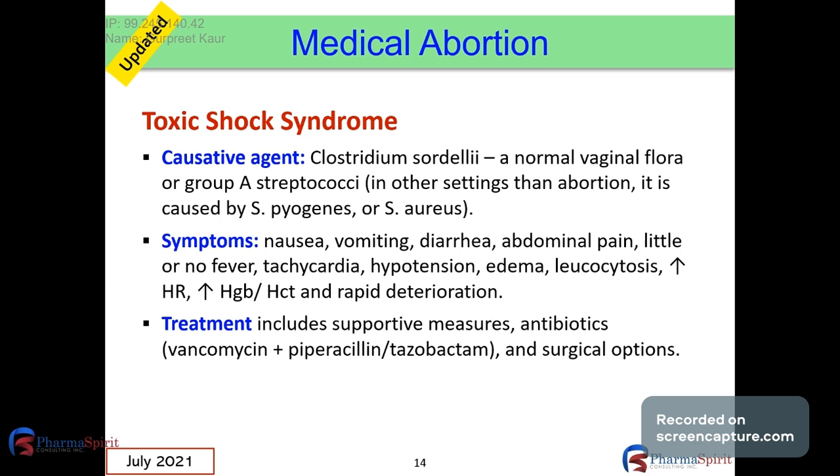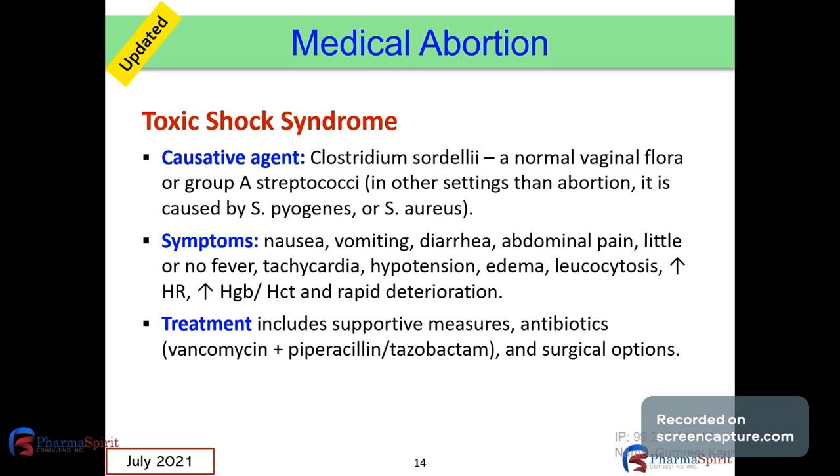The symptoms of toxic shock syndrome: some symptoms are not characteristic. They can happen with other things such as nausea, vomiting, diarrhea, and abdominal pain. And these symptoms can also be adverse reactions of prostaglandin like misoprostol. And there are some characteristic symptoms. These include little or no fever, tachycardia, hypotension, edema, leukocytosis, increased heart rate, increase in the hemoglobin and the hematocrit, and rapid deterioration of the patient's condition. And that's why we said that it can happen suddenly, and that's why we need to monitor for it.